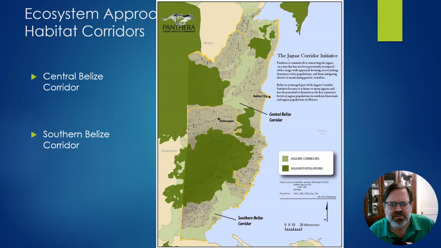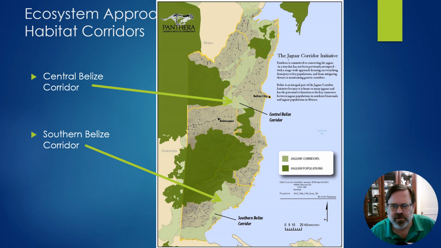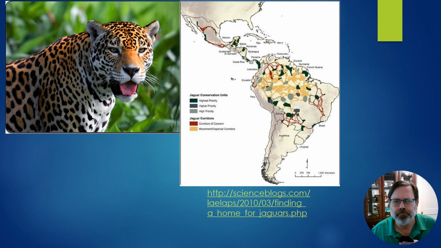The Central Belize corridor then provides an interconnection between some of these, between the one in Guatemala and northwestern Belize and the central core, and then hooking into the ones in the Maya Mountains. The southern Belize corridor then connects the Maya Mountains and the Chiquibul Reserve down with additional ones that are down in Guatemala and Honduras. So this then allows jaguars that are there to move from one habitat to another.